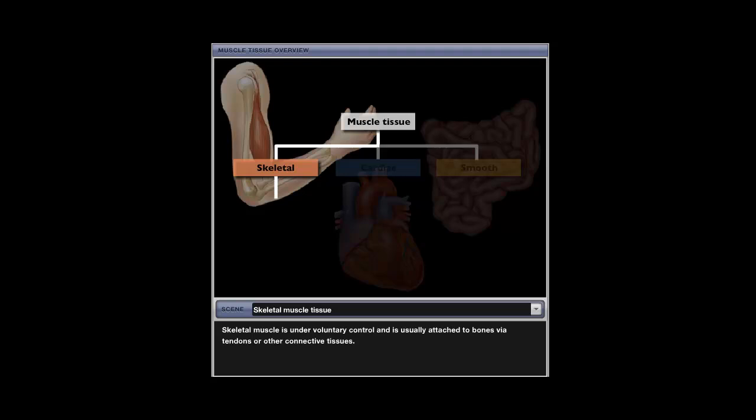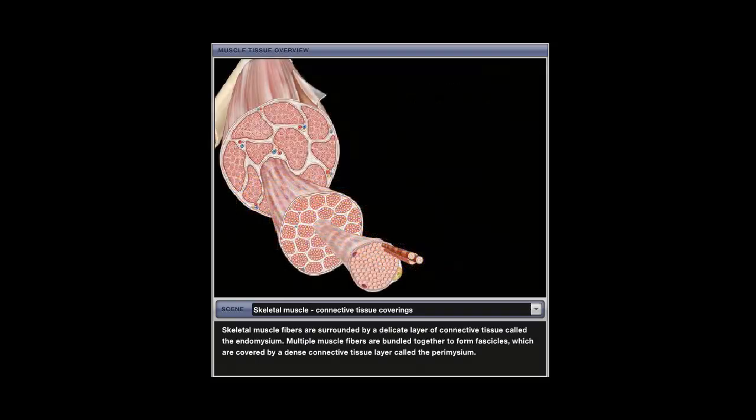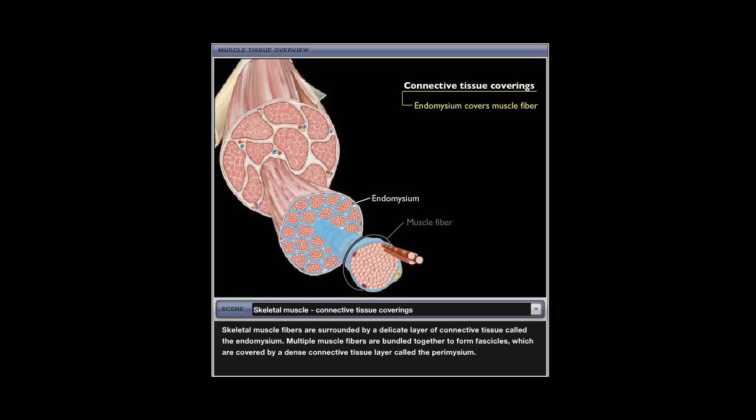Skeletal muscle is under voluntary control and is usually attached to bones via tendons or other connective tissues. Skeletal muscle fibers, or cells, are long, thin, and cylindrical. Each fiber has multiple oval-shaped nuclei located just deep to the sarcolemma, the plasma membrane of the muscle cell. Skeletal muscle fibers are surrounded by a delicate layer of connective tissue called the endomysium.